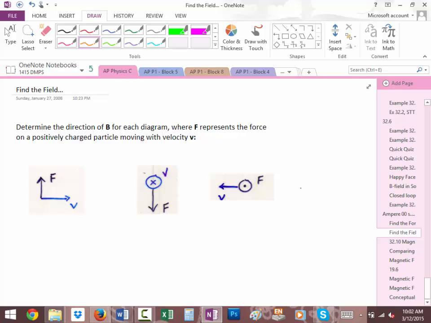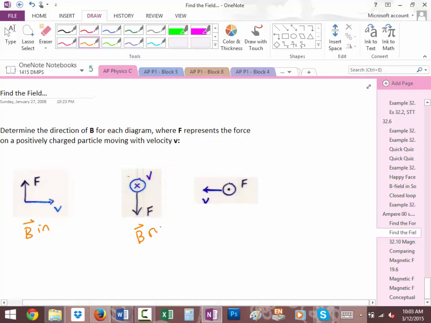All right, are you ready to discuss? Gabe, start us off. What'd you get for the first one? I believe I got into the page. Peyton, what'd you get for the second one? To the right. Do you agree? Yeah. And Jack? Yeah, I skipped you before. Go. Down. Is that okay? To the down.